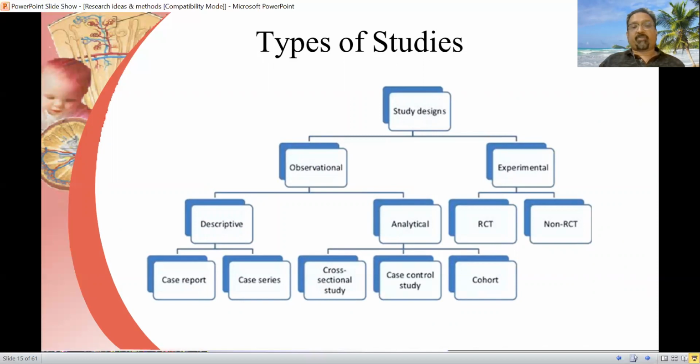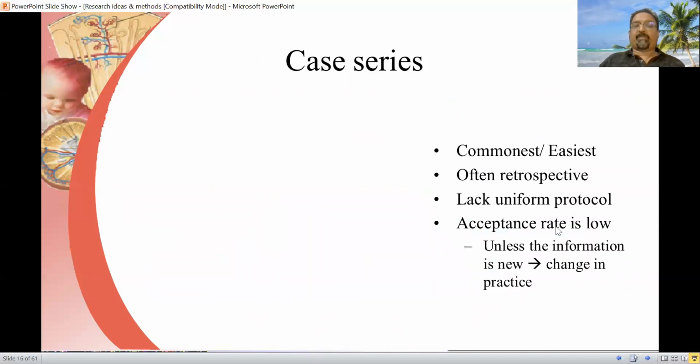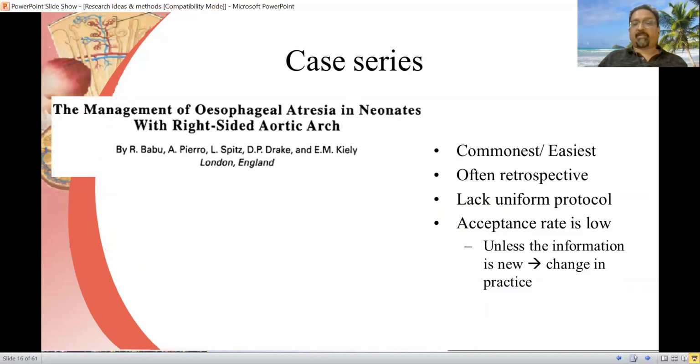Now, coming to the types of studies, the commonest studies we can do these days are case series, cross-sectional study, case control study, cohort study, and non-randomized trials. So I will try to illustrate from our own series. Case series is the commonest which we can do. It is often retrospective, so that is the problem. It lacks a uniform protocol and the acceptance rate is low. However, it can still get published.